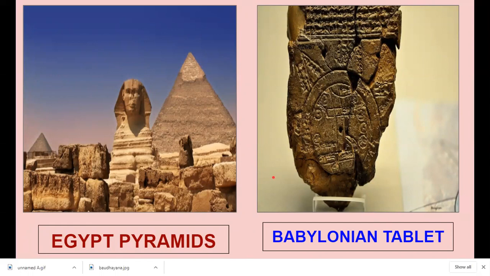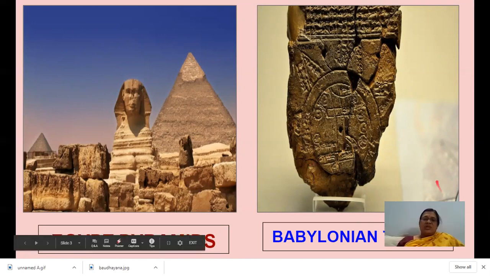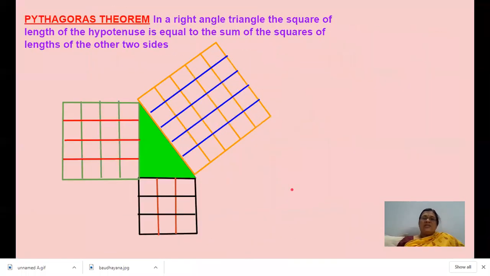So according to this, we can say that Pythagoras is not the only first person who used this Pythagoras statement or principle. Let us see the statement and try to understand the principle behind this Pythagoras theorem.